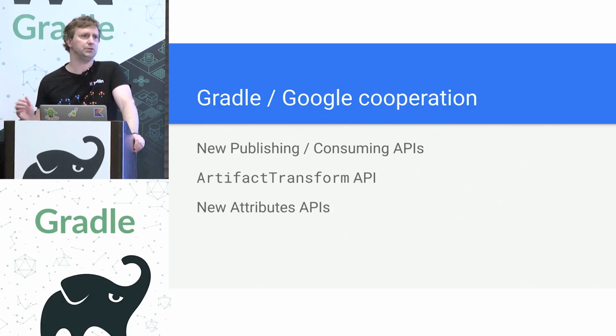So we have new APIs in 4.0 that allow us to do publishing and consuming in the way we need it. We have the artifact transform API, which I will explain a little bit. And we have those new attributes that allow us to do variant dependency management.